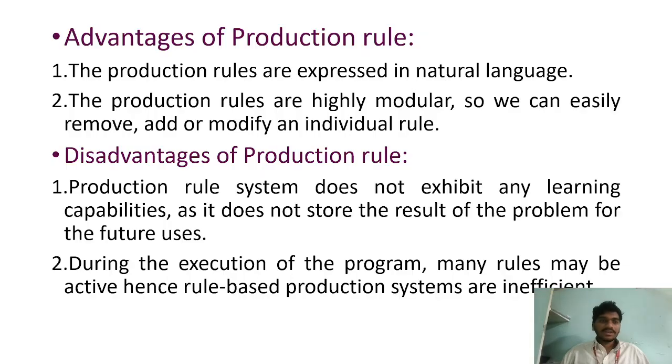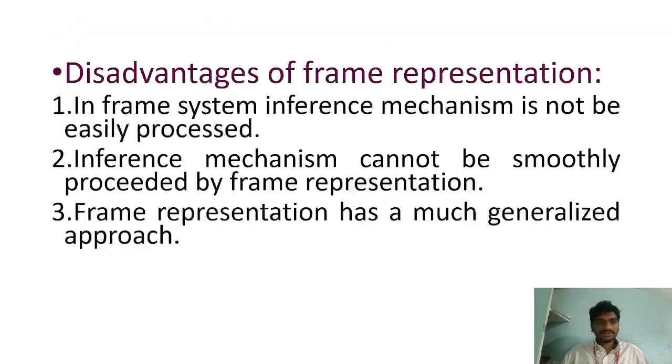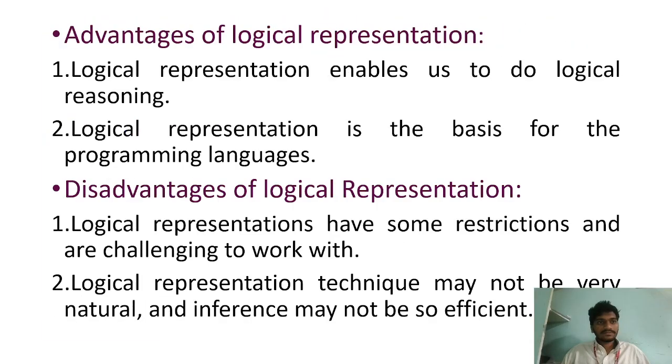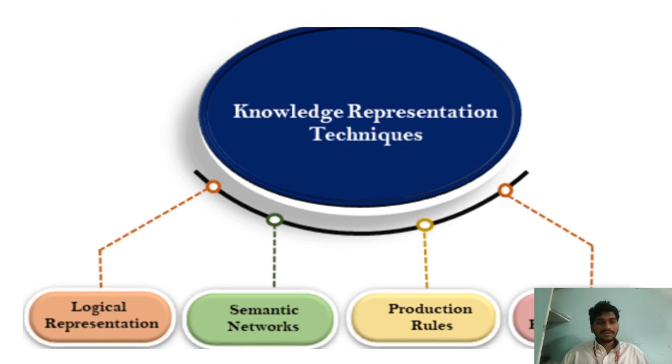So, guys, these are the knowledge representations in AI. There are four types mainly: logic representation, semantic networks, production rules, and frame representations.